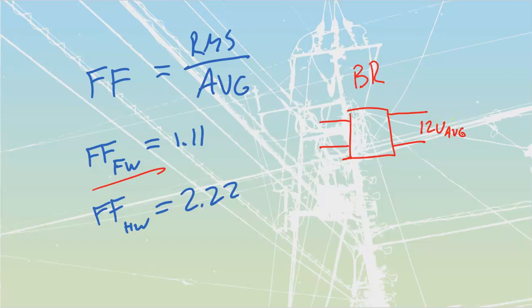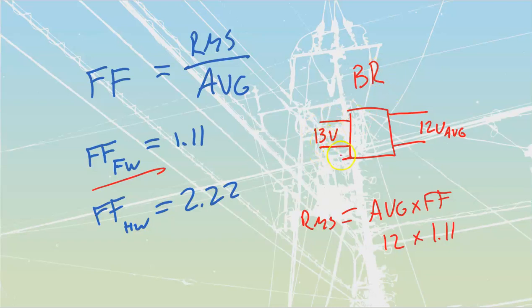And what am I looking for? I'm looking for my RMS value that I'm going to have on my input side. So I'm going to take this formula and multiply the average over to that side. And so it's going to form this new formula that says RMS is equal to my average times form factor. So I could take that 12 volts, multiply by 1.11, and it's going to get me to an average value that I would need to have of approximately 13 volts.